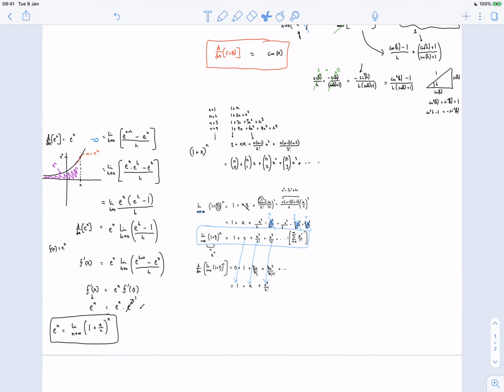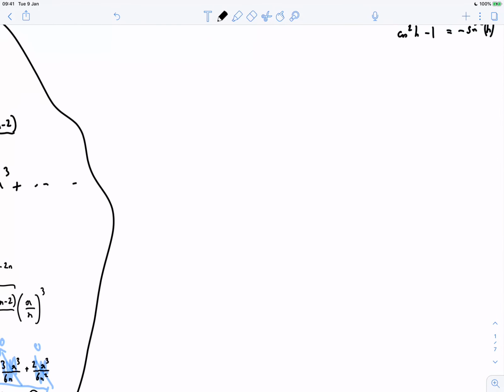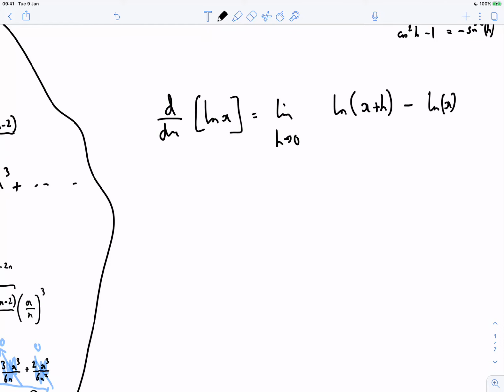So this was all part of the thing. And now we're going to consider, so to differentiate the natural logarithm of x. Well, this is going to be the limit as h tends to 0 of ln of (x plus h) minus the natural ln of x, and this is all over h.